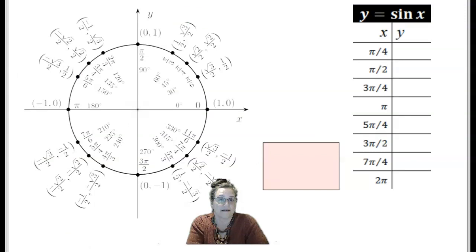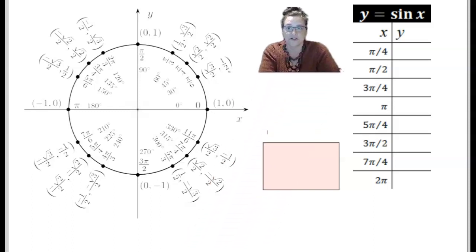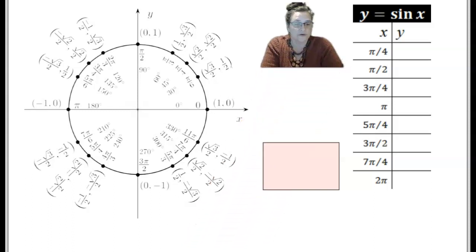So let's start by looking at the graph of the sine function. And on our unit circle, we're going to go ahead and grab some coordinates to sketch on the graph of the sine function. So when x is pi over 4, what is the y when we evaluate the sine of pi over 4? Pi over 4 is in quadrant 1 of the unit circle. Sine is the y coordinate. And so the sine of pi over 4 is square root of 2 over 2.